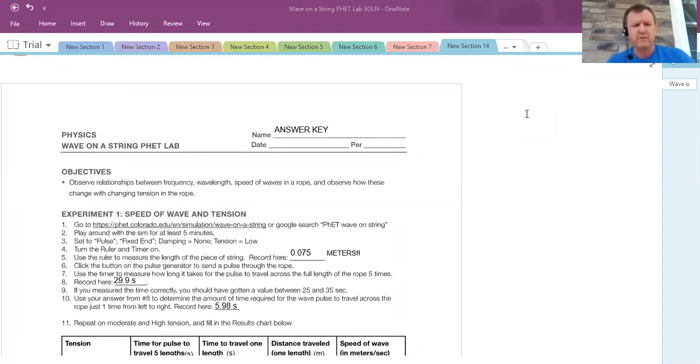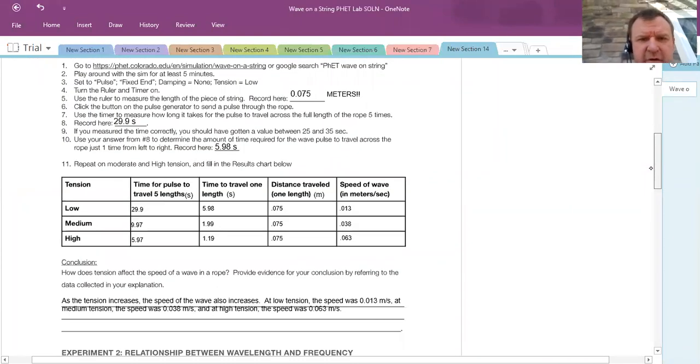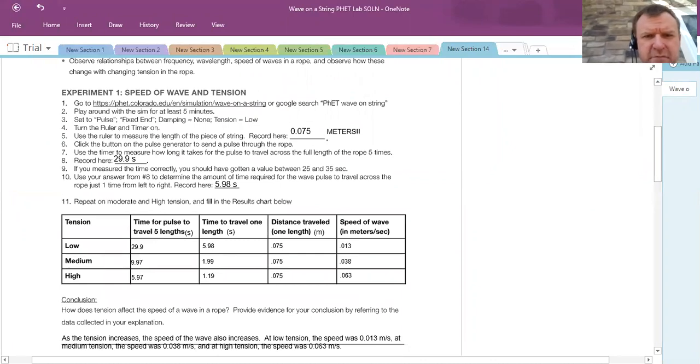So anyway, I want to go through this lab real quick. Some of them look good. Some of them, I noticed some mistakes. So we'll see what we have here. Okay. So the first thing, your answers here, you should have seen about 7.5 centimeters, about 30 seconds to go back and forth 5 times. So again, that's 1, 2, 3, 4, 5, or however you counted that, and then divide that by 5 to get your answer there. Okay.